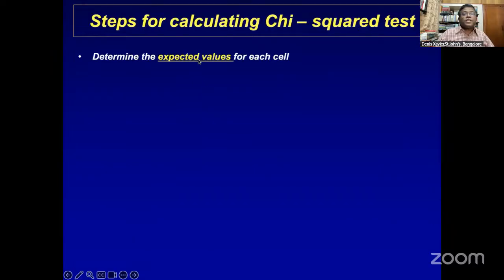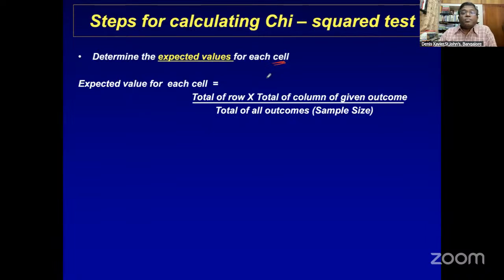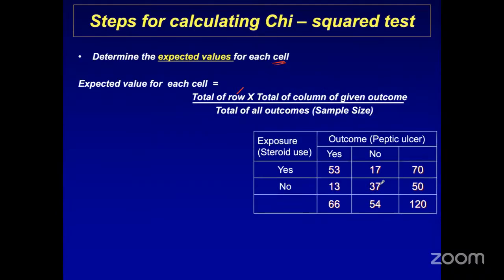So first we need to determine what is called the expected values for each cell. That's a principle for the chi-square test. The expected value for each cell is very simple. Total of the row times total of the given column, divided by the total sample size. So let's suppose.